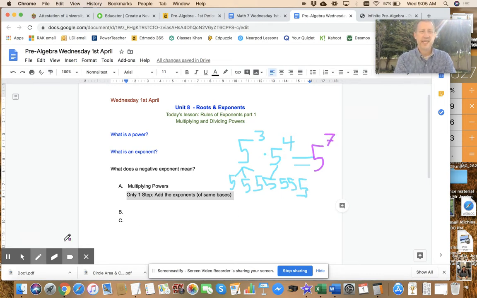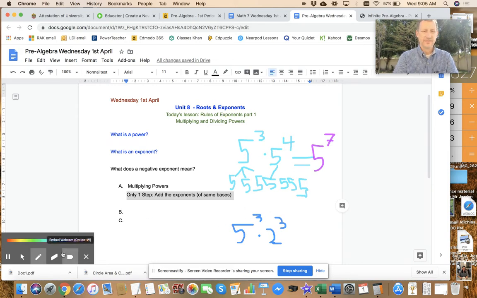Well, what if I have 5 to the third, which means I'm multiplying 5 times, times 2 to the third. Can I add those together and say that's 5 to the 6? No, because the bases are different. That means multiplying 5 3 times. That means multiplying 2 3 times. We're going to talk about this tomorrow. There is a way to simplify it, but it's not by adding the exponents.